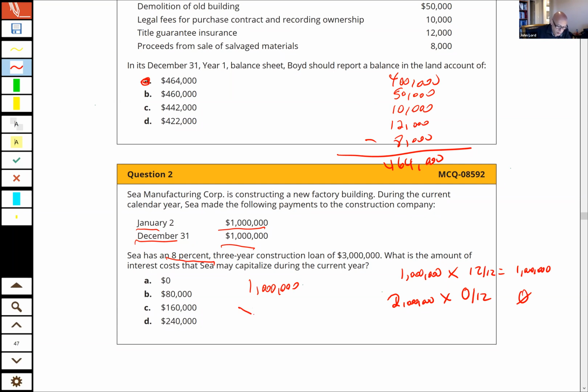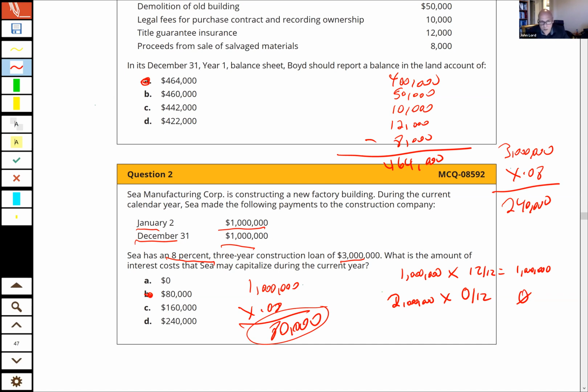They give me the interest rate. I apply that interest rate. Potentially, I'm going to capitalize 80,000. Now, it was pretty obvious in this problem, but you always got to make sure that you have not capitalized more than your actual interest. So they borrowed 3 million at this 8%. So 3 million times 8% would have been 240,000 in interest. And this 80,000 is well below that. So yeah, we're good. We can take that 80,000. Question? Okay, good. All right, let's come over.